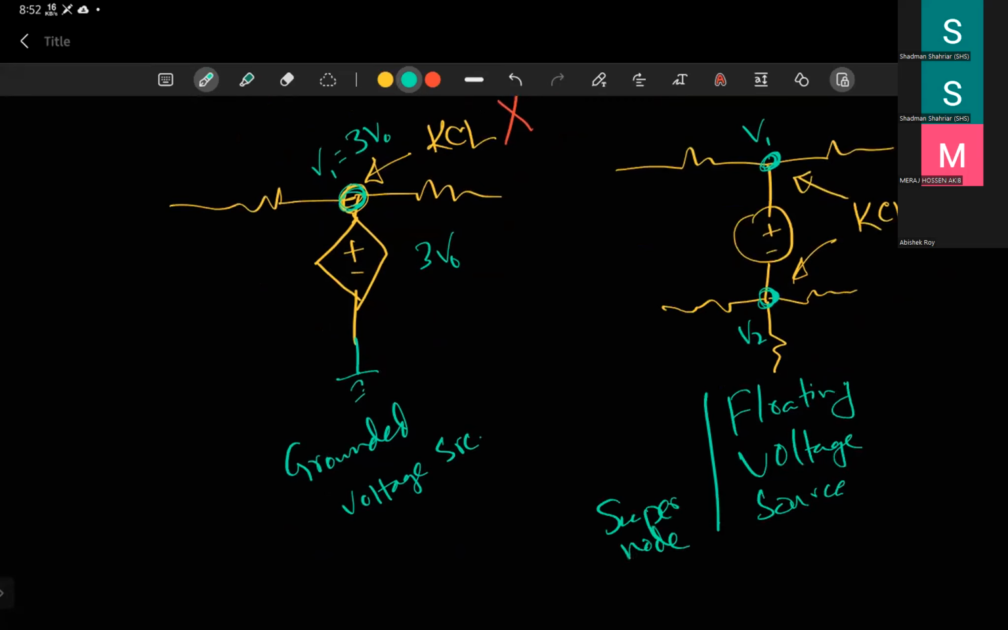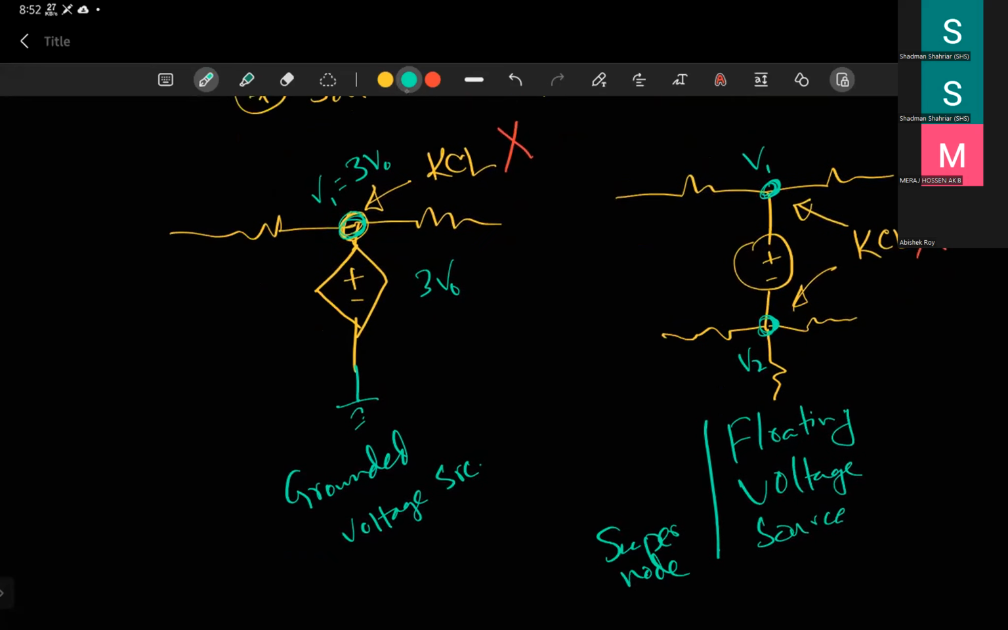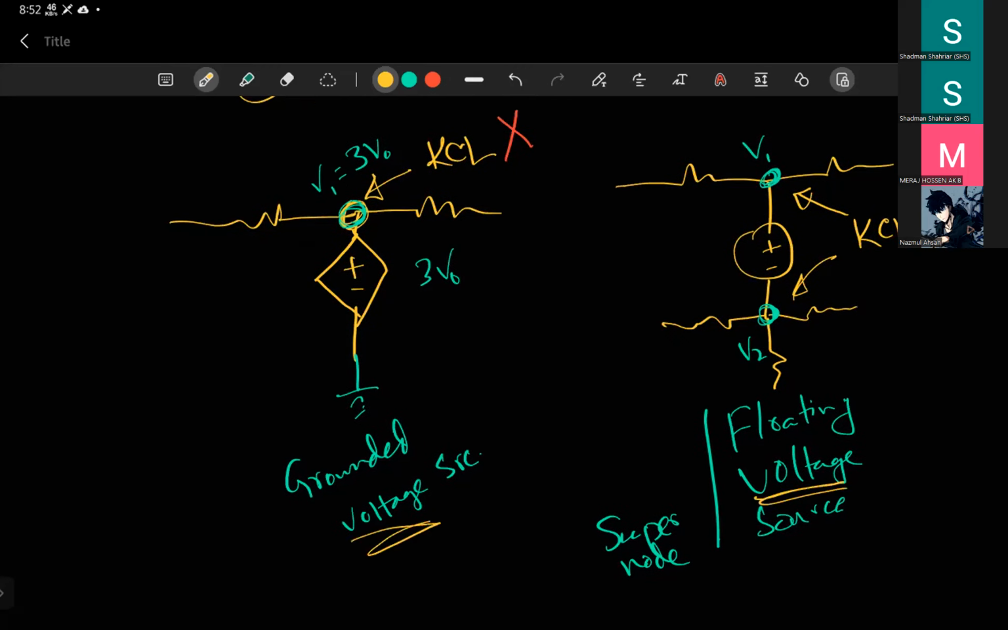Okay, so now let's start the class properly. So again, this is only for voltage sources, not for current sources. Many people confuse it with current sources. If you have a current source, don't worry, you can write KCL. This is only for voltage sources. If you have a voltage source connected to a node you can never write KCL for that. This is a very common mistake, I think almost on every quiz script. Okay.